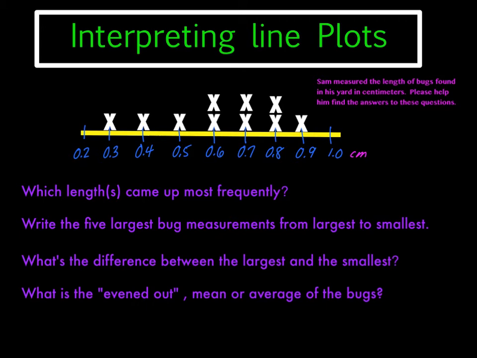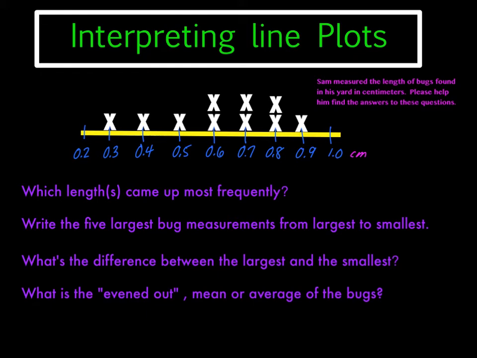So our first question is, which length or lengths came up most frequently? So we need to look at which ones happened the most or had the most X's. Well, if we look here, we have 1, 1, 1, then we have 2, 2, 2, and 1. And then our 2/10 and our 1 didn't have any bugs that measured that length.